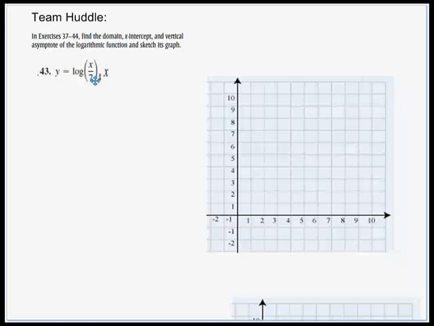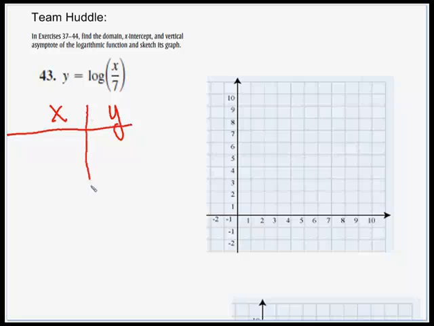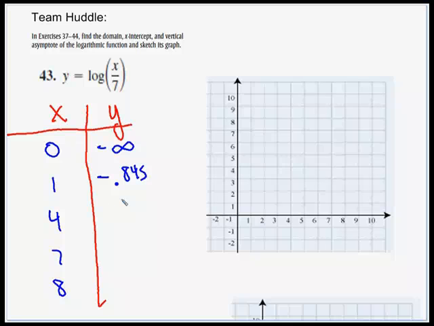Alright, now this one I said you can do on the calculator just by plugging in some values. So this one, we won't have to reverse our coordinates at the end. We can plug in our x's and find our y values that go with it. And I told you to try out 0, 1, 4, 7, and 8. Well, when you plug in 0, you're going to get an error, or if you're on a fancy graphing calculator, you might see a negative infinity pop up. If you plug in a 1, negative 0.845. If you plug in a 4, you get a negative 0.243. If you plug in a 7, you get 0. And if you plug in an 8, now you get 0.058.